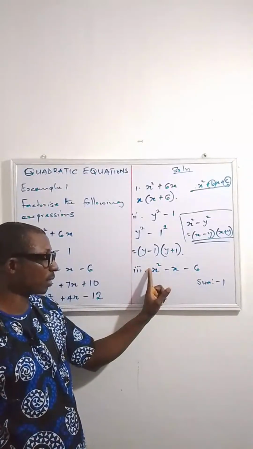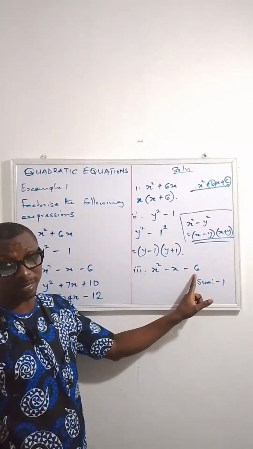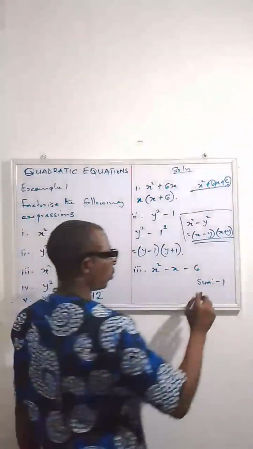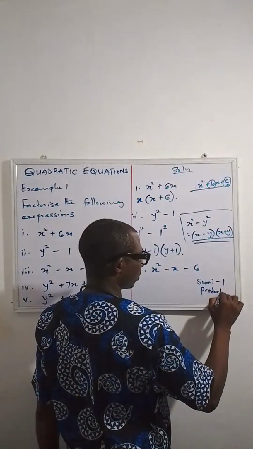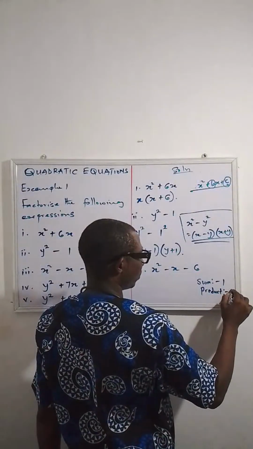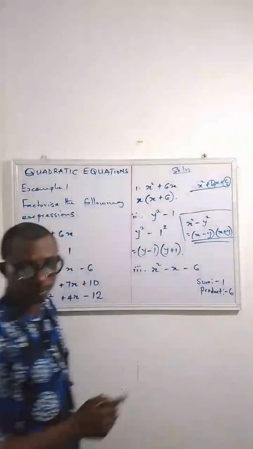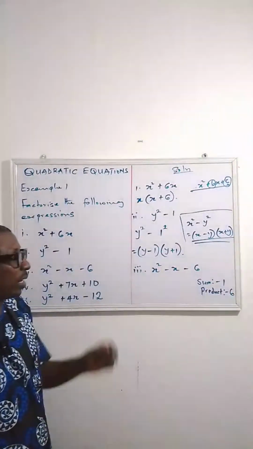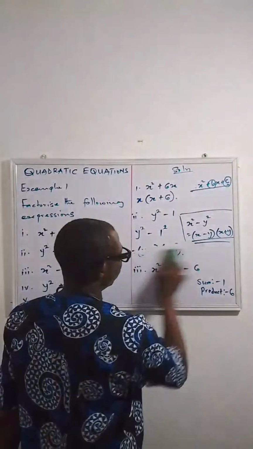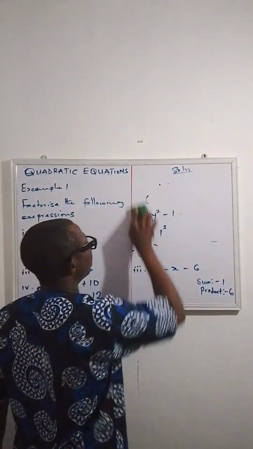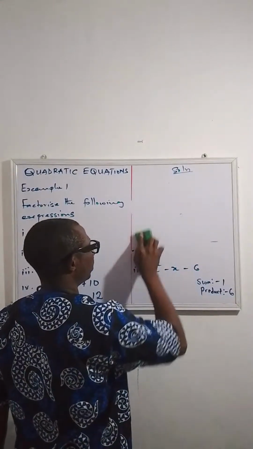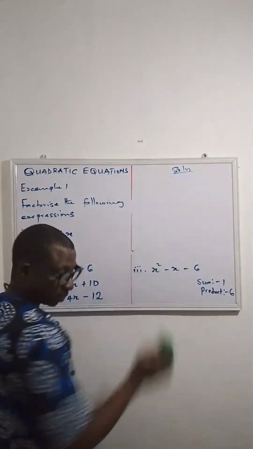So use 1 to multiply minus 6. This is the same thing as minus 6. So we have the product to be what? Minus 6. I hope you understand that. Now before we solve this, let me give you another quadratic equation.